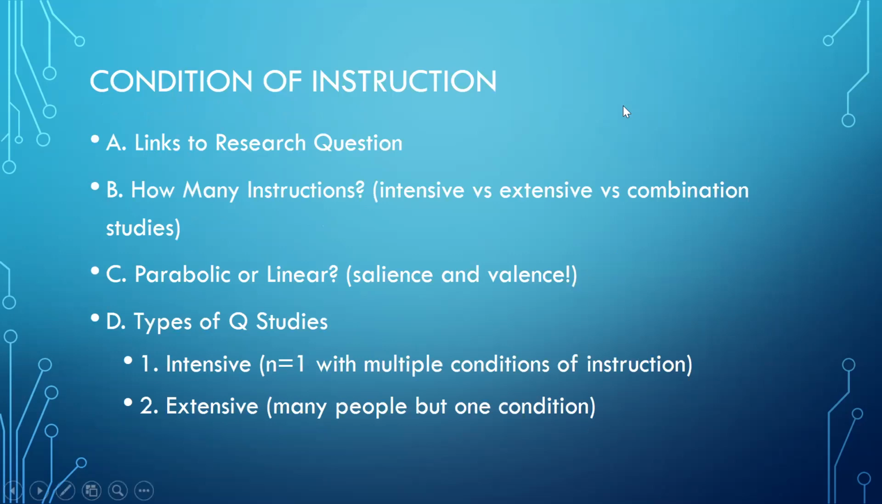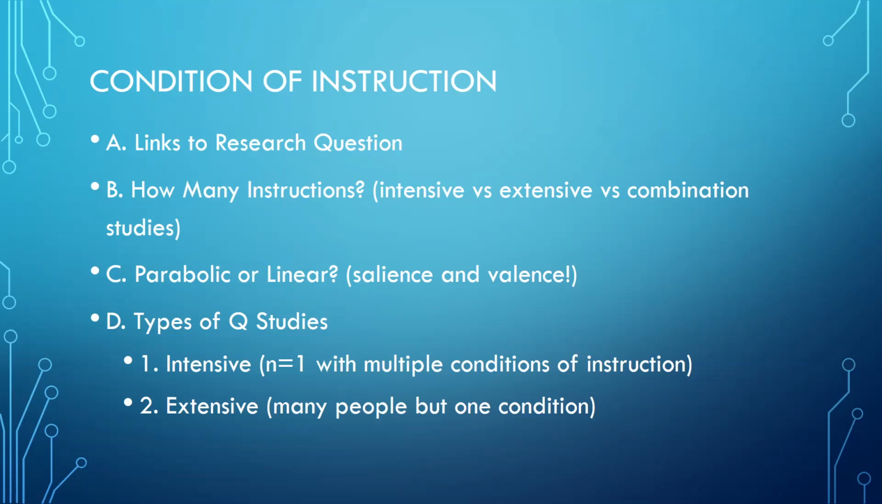So once you've decided that you're going to use Q methodology, the first thing you want to do is establish your condition of instruction. The condition of instruction is the instruction that you will use when your participants sort their Q statements, which we'll get to in a little bit, but you'll have these Q statements that participants will sort onto a form board. Again, don't worry, we will know what a form board is by the time we are done here. But your condition of instruction will link to your research question.